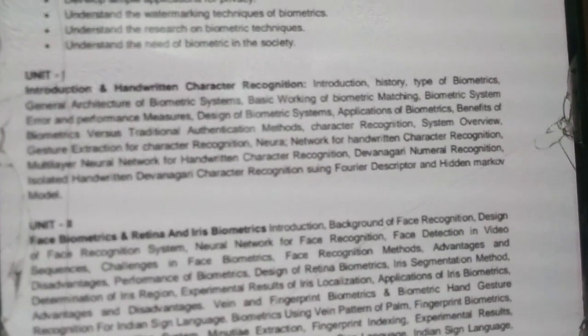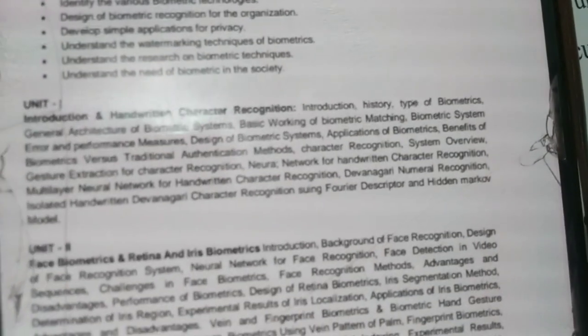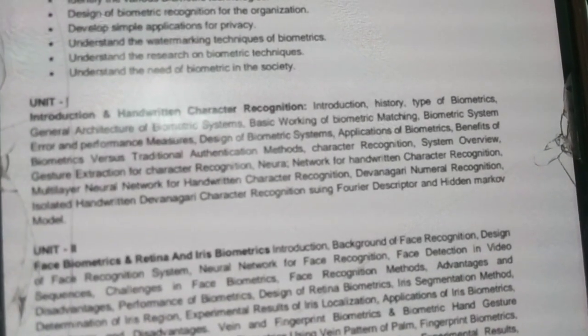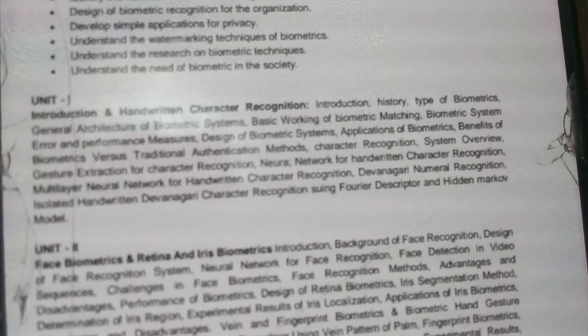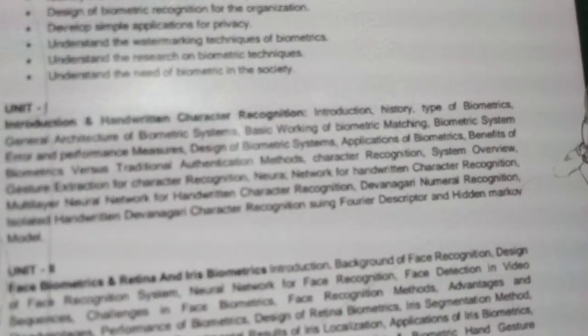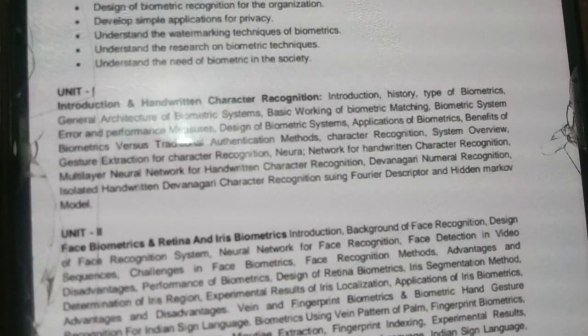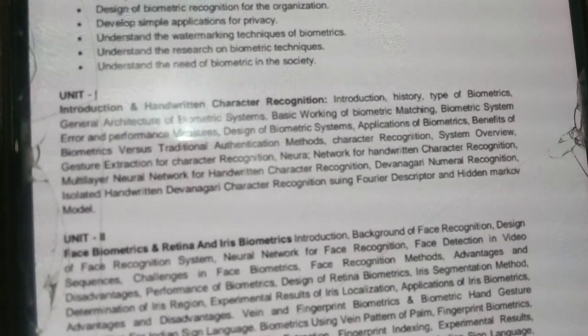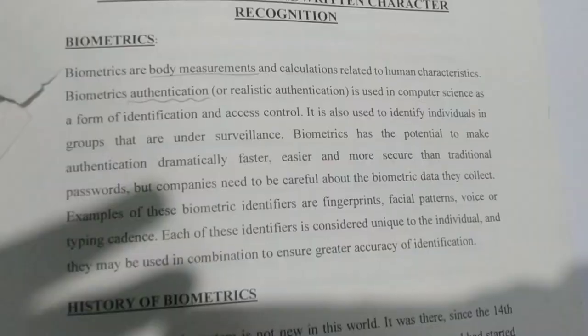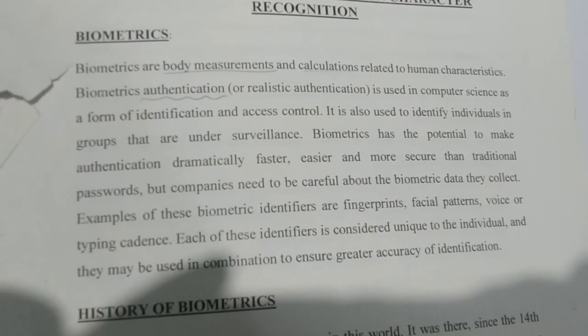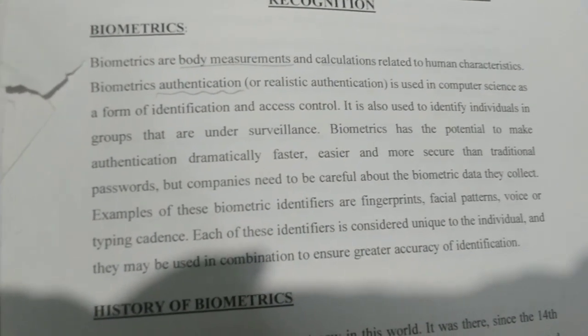So in unit 1 we have the introduction and handwriting character recognition, the history and its types, and the general architecture of a biometric system. We are going to see step by step. So this one is the basic definition of biometrics.